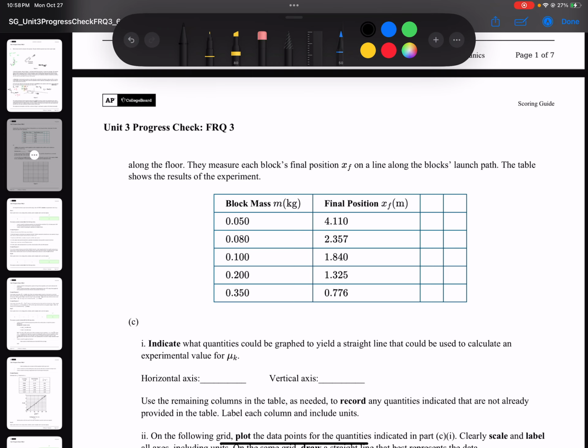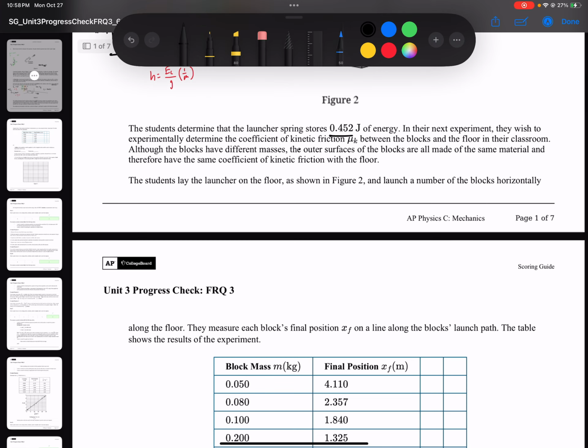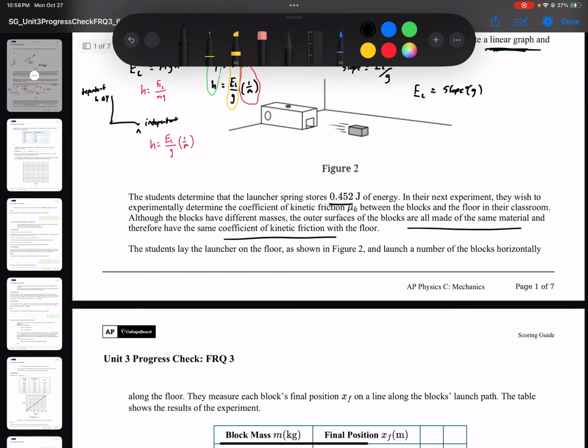If you think about it, this kind of makes sense, right? If the blocks have the same mu, it says the coefficient of friction between the blocks and the floor is the same, so it's the same materials, same coefficient of friction. The only thing that's different is the mass. Well, if this block is on the floor, I know there's a normal force pushing up on it, and it has some weight, the force of gravity, which is equal to mg, and there's going to be friction that is going to do negative work on the block.